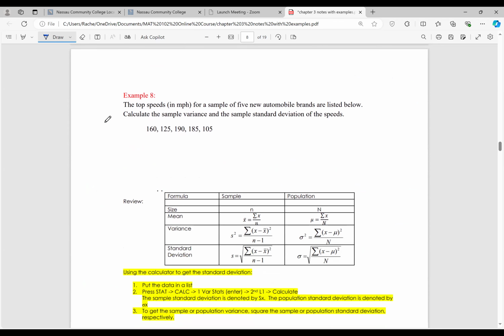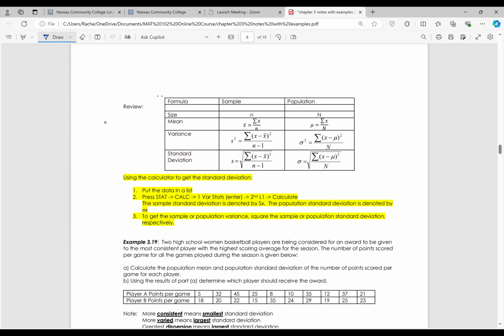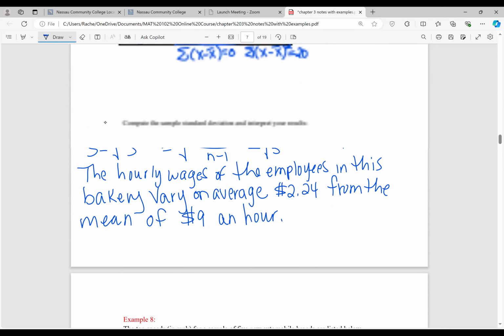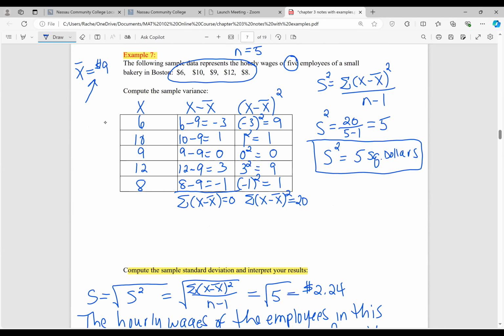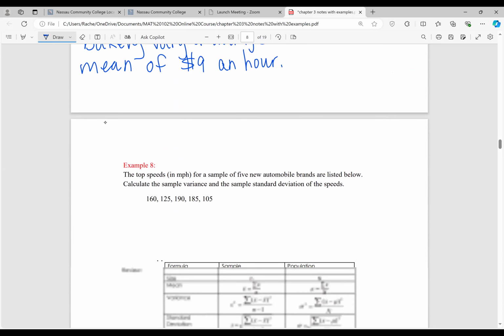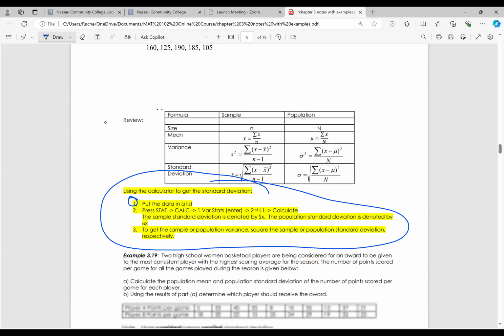So your steps are right here on the next page. Using the calculator to get the standard deviation, the first thing we have to do is put the data into a list. If you want, you could pause here and enter these 5 hourly wages into your calculator. Once the data set is in your calculator, it's the same steps that we use to get the mean and the median. You're going to press stat, go over to calc, one variable stats, then enter the list number that you used, and then calculate. So we'll do this together.